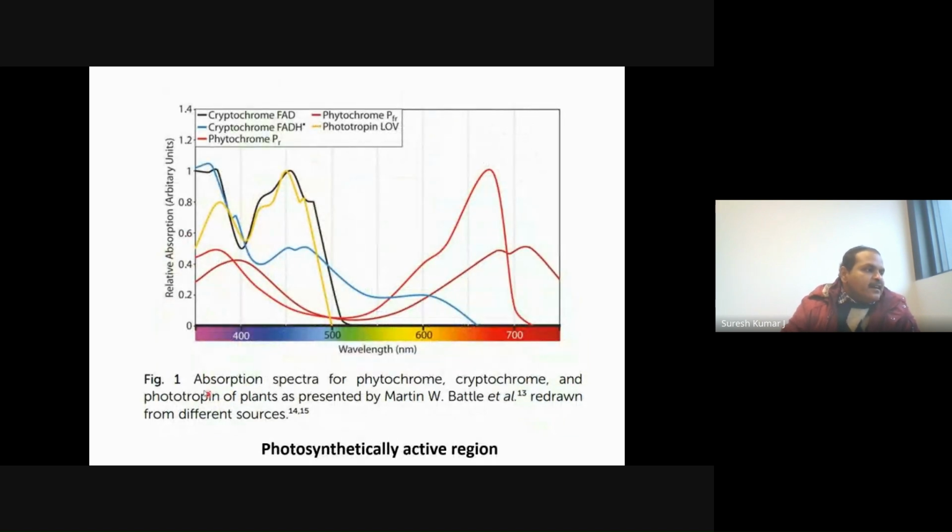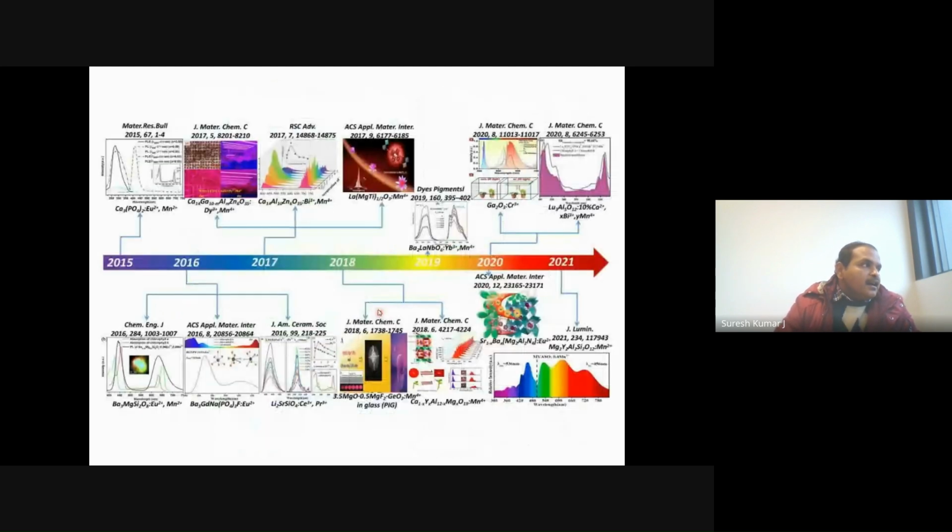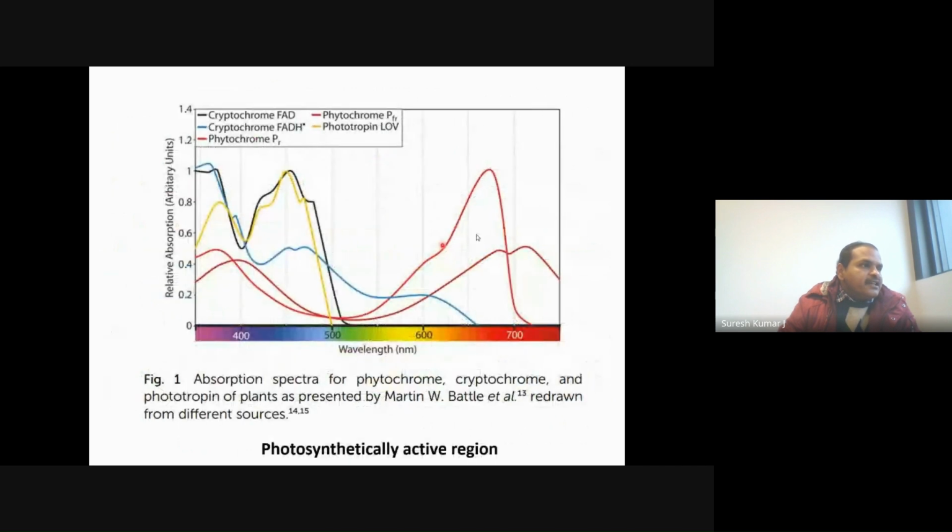So this is the absorption spectra, or photosynthetically active region, where the plant absorbs different wavelengths of visible light. So in order for an LED to be eligible for the plants to absorb, the light should be emitted in these regions. There was a lot of research to attain emission in these regions.